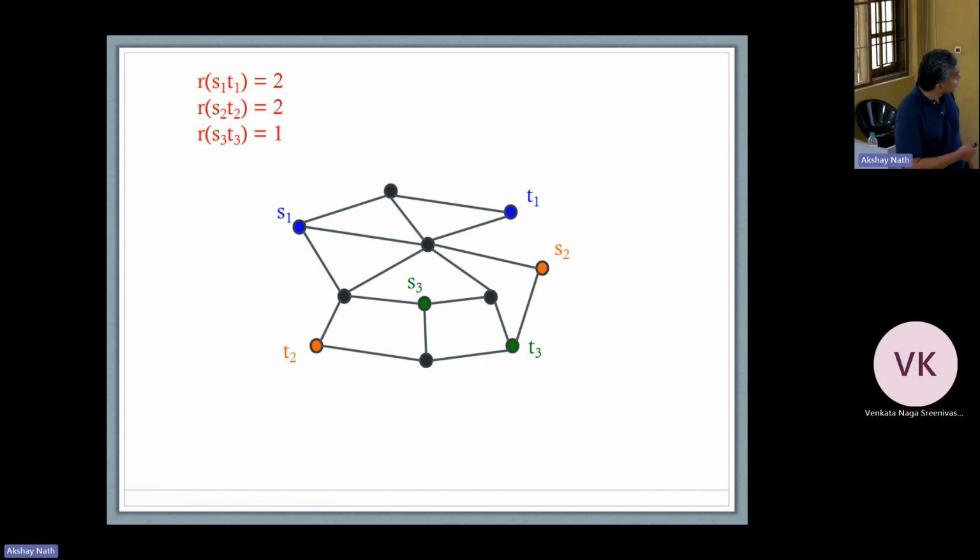For example, I give you this graph, and I'm only interested in saying: S1 T1 you should have 2-edge connectivity, S2 T2 you want 2, and S3 T2 you want 1, right? You can specify for all pairs, but I just want to show 3 pairs. And a feasible solution could be this set of dotted edges, right?